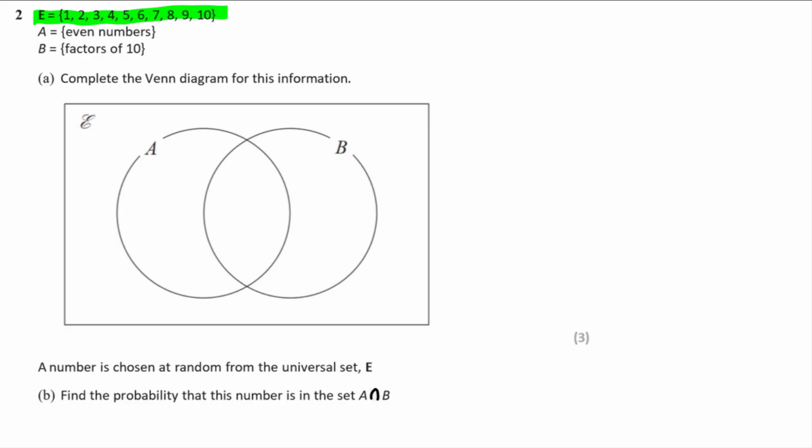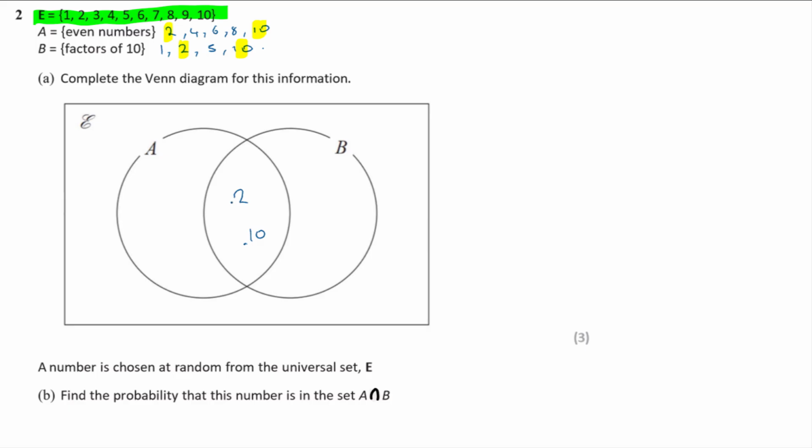Just before I start putting them in, I'm going to list out what numbers we're talking about here. So even numbers are the numbers 2, 4, 6, 8 and 10 on that list, isn't it? And the factors of 10 are 1, 2, 5 and 10. Okay, so which ones are on both? Can you see I've got a 2 and a 10 on both? So I'm going to start with those and put them in the middle. 2 goes in the middle, 10 goes in the middle.